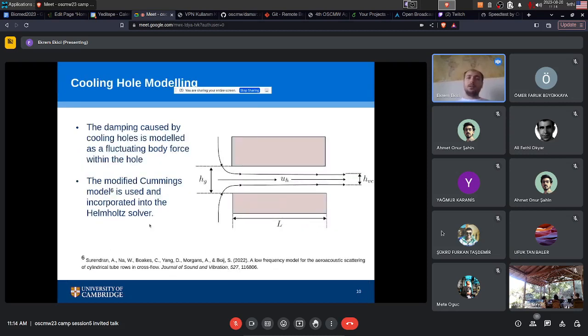And the cooling hole modeling is done with the Cummings model. So I consider this part, this rectangle part, as a fluctuating body force. The body force is going and coming from left to right or top to bottom. So I model the acoustic energy loss from the cooling holes. And I also incorporated this into my Helmholtz solver.